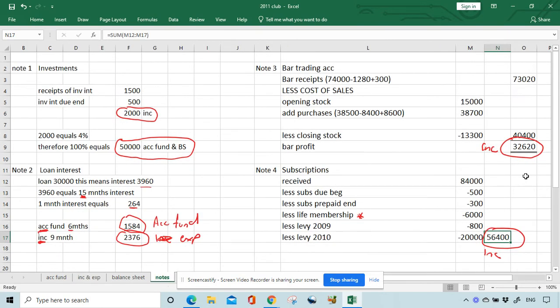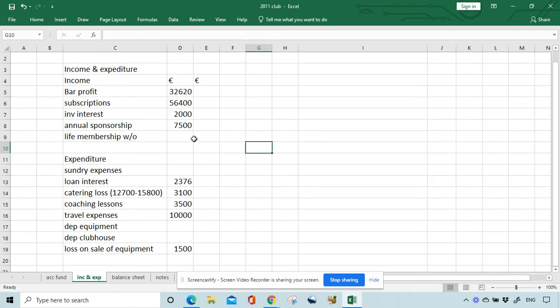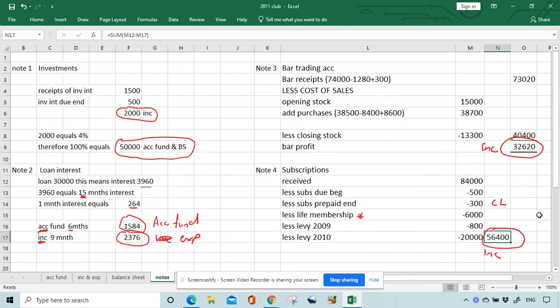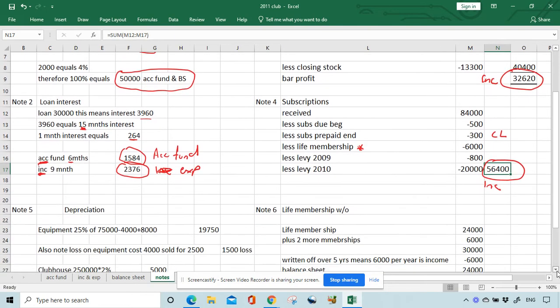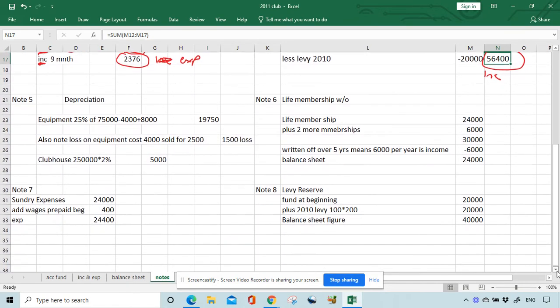Now with regard to the notes in the subscriptions part here, I'm going to have subs prepaid at the end. This 300 is going to be a current liability. Any other things, we'll deal with the levy and the life membership at a later note. So 2 notes missing: life membership written off and depreciation of equipment and clubhouse. So we will look at the depreciation first of all.